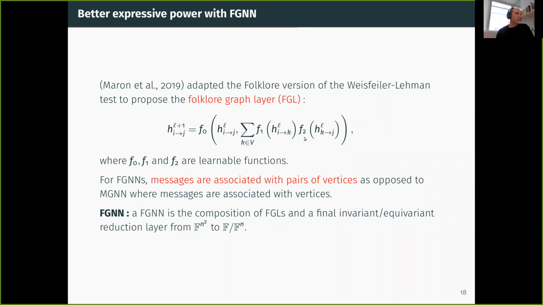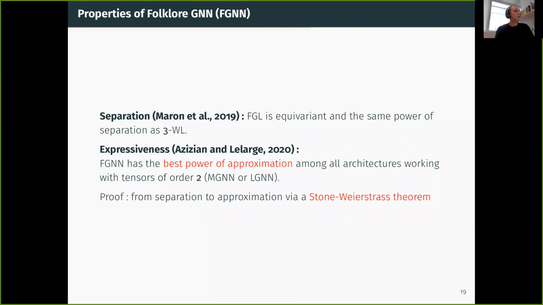So what you can show is you still have messages, but now messages are going on all edges, but also on non-edges, so on all pairs of vertices, as opposed to the message passing GNN before, where the messages were only transiting on edges. So if you are stacking layers like that, you obtain what we call a Folklore GNN. And it's very easy to show that this is still equivariant or invariant if you are aggregating the features at the end. And so there are two main results dealing with this Folklore GNN.